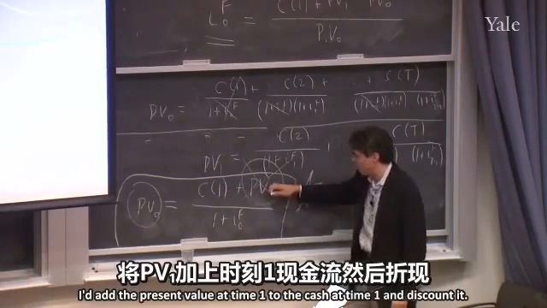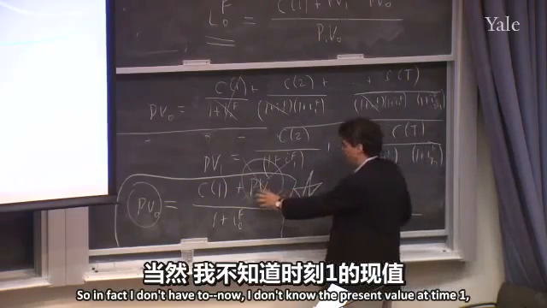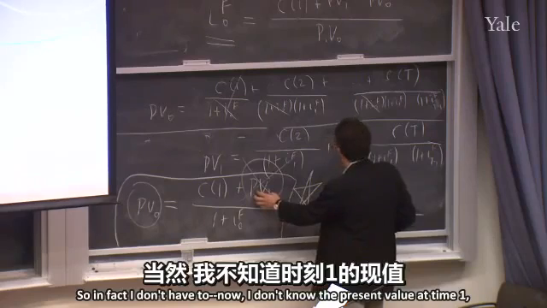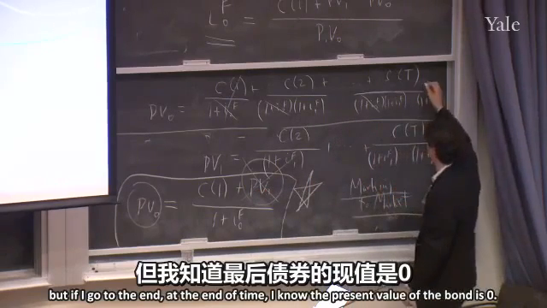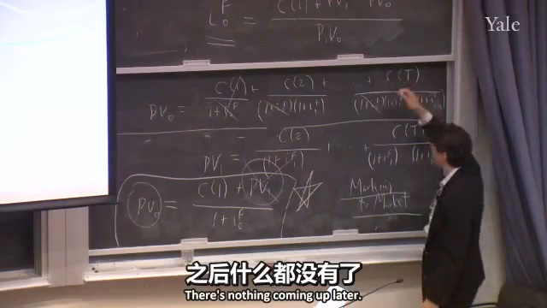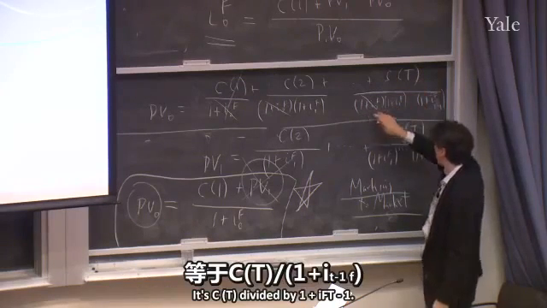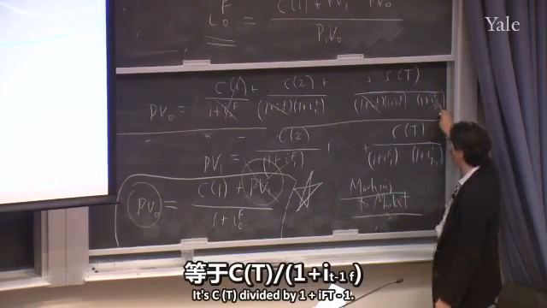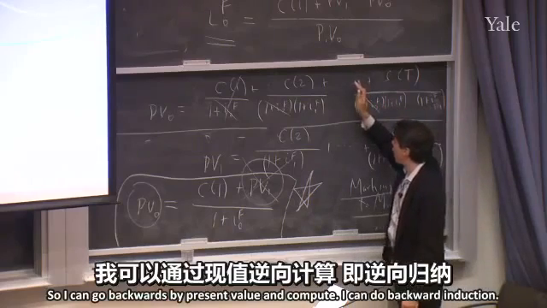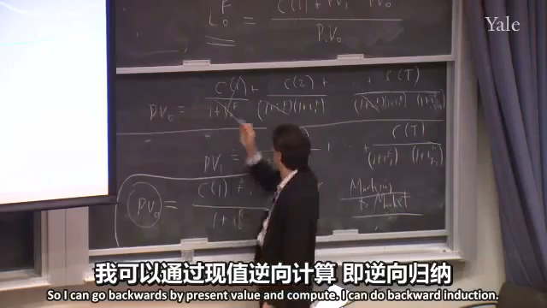If I knew what the present value was at time 1, then I could get the present value at time 0 just by this formula. I'd add the present value at time 1 to the cash at time 1 and discount it. Now I don't know the present value at time 1, but if I go to the end of time, I know the present value of the bond is 0, there's nothing coming up later. At time t minus 1, the present value is very easy to calculate. It's c of t divided by 1 plus i f t minus 1. So I can go backwards by present value and compute. I can do backward induction.